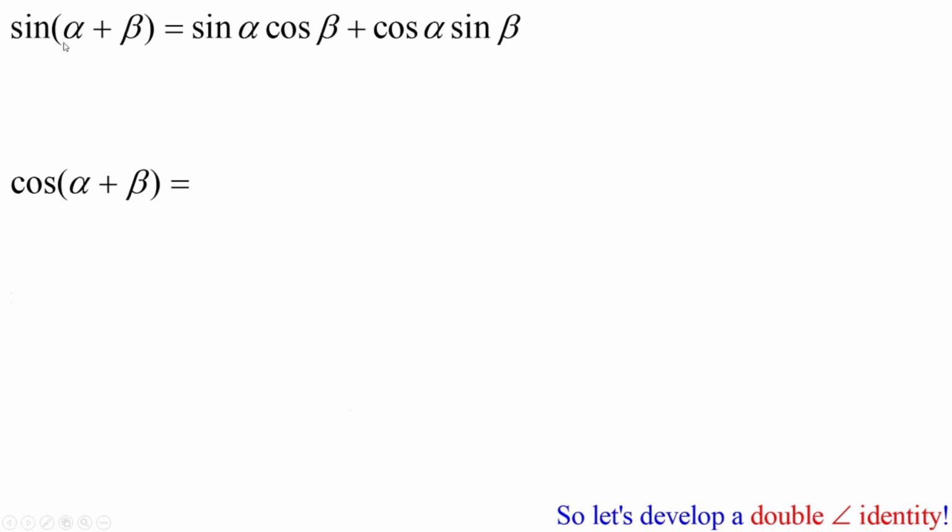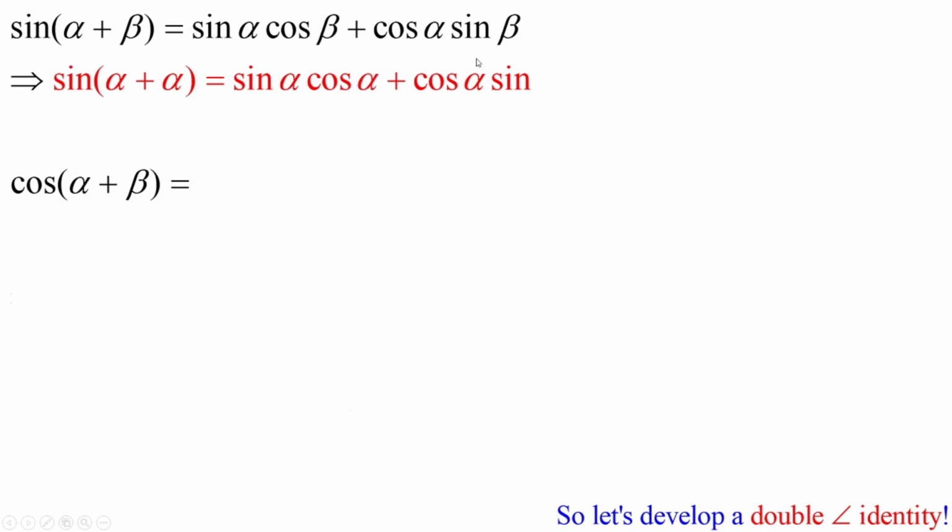So all we're going to do here is take this sine of alpha plus beta, and to see the beta, let's make it alpha, because that becomes sine of 2 alpha, and we are developing then a double angle identity, sine of 2 times alpha. So that takes this expression up here, and very simply, the betas now become alphas. And right there, just like that.